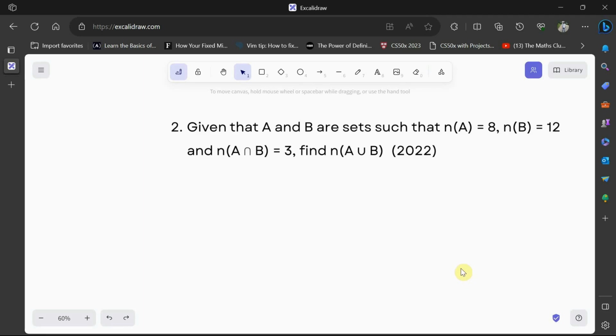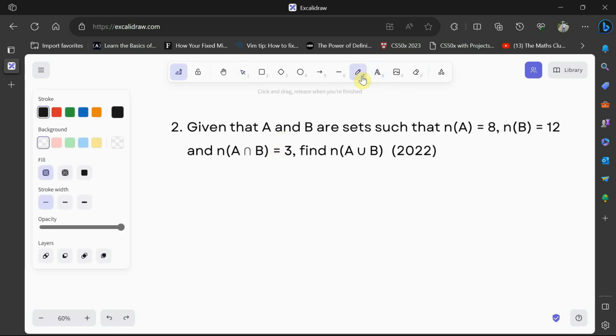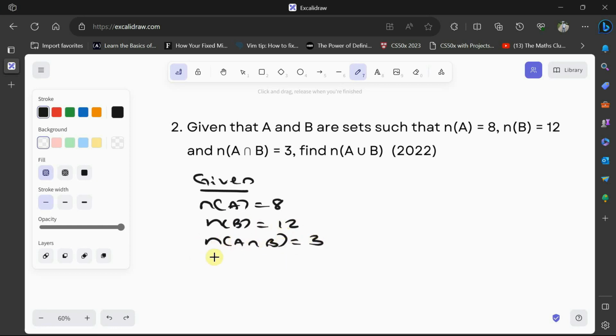Welcome back. So the first thing that we're going to do in this particular question is find the given. In the given, we're told that the number of people that study A is 8. The number of people that study B is 12. The number of people that study A intersection B is 3. I want to find the number of people that study A union B, right? Great. Or I have been using study. These are just sets, right? They're different sets, it's not study.